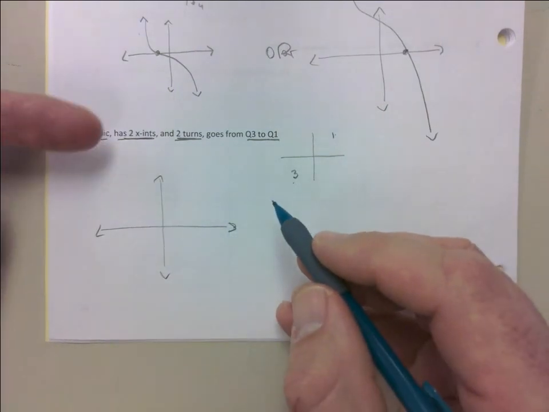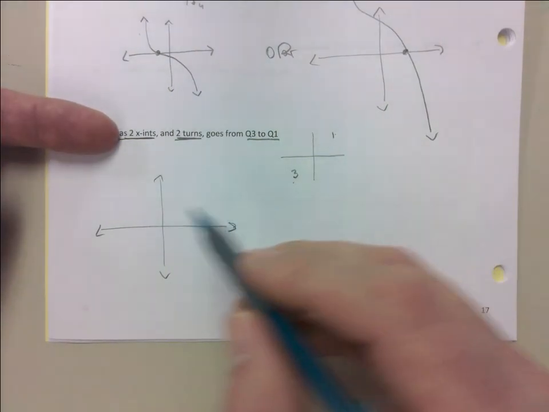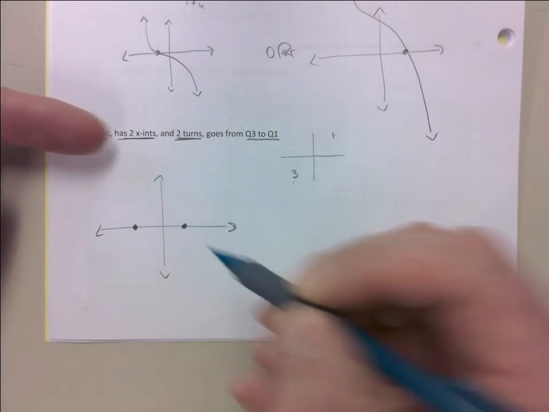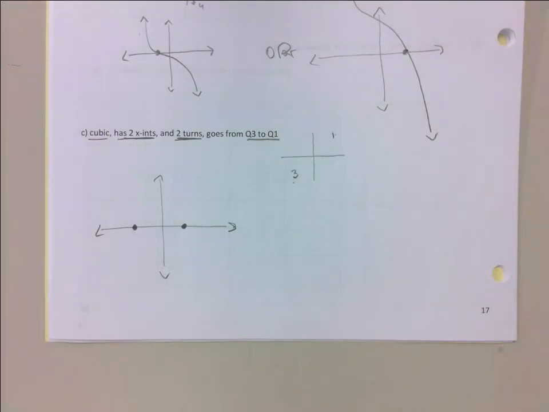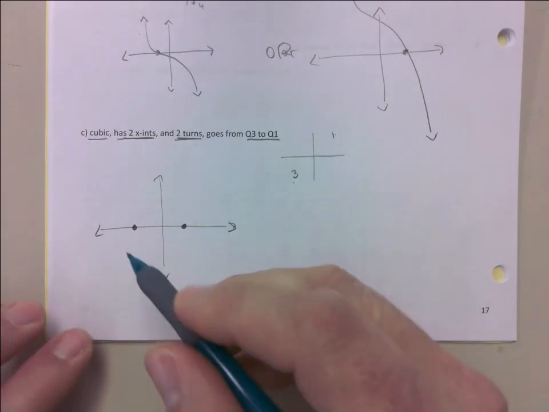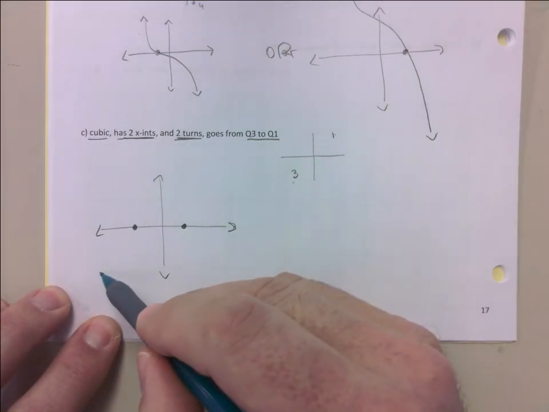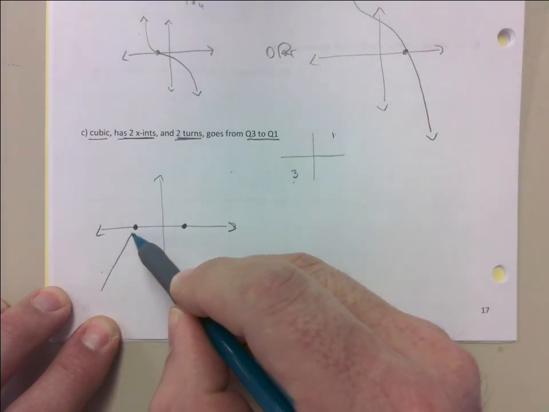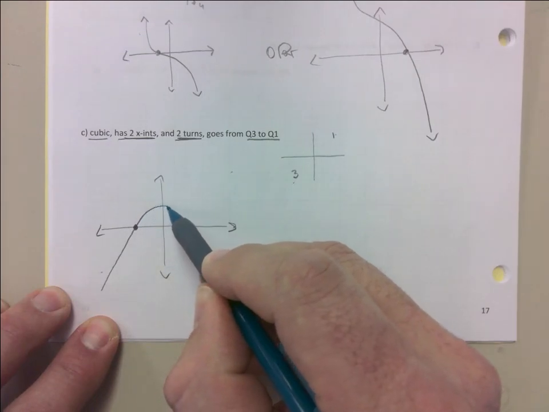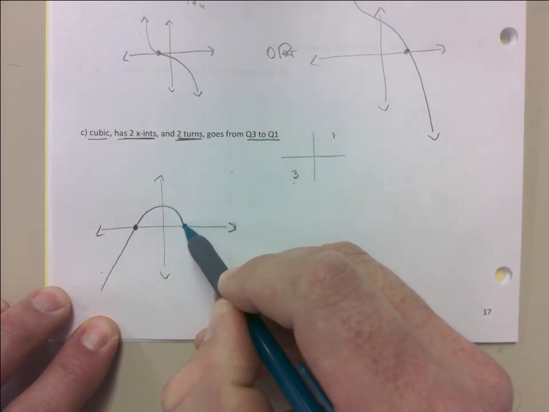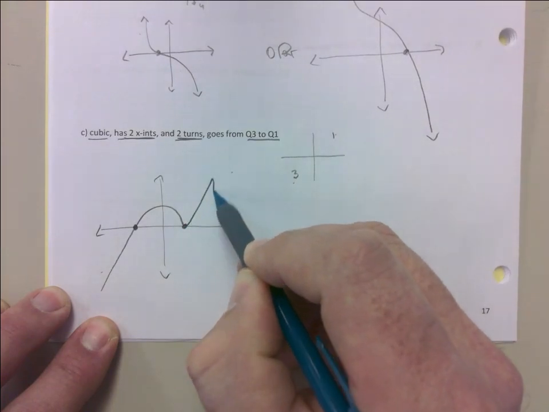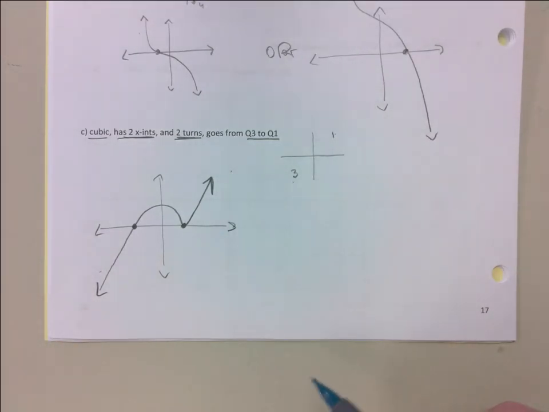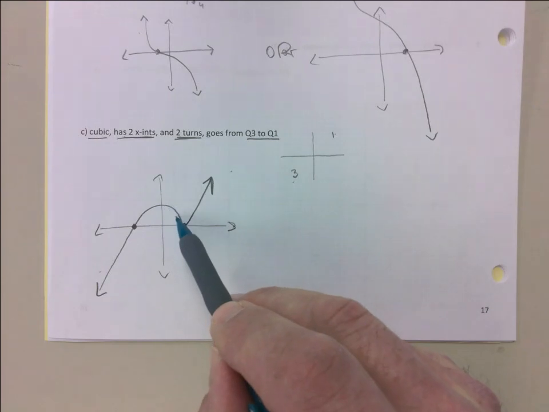My suggestion is make sure you meet the criteria of 2 x-intercepts. So I'm going to make 1 here and 1 there. I'm just going to make 2 x-intercepts, crossing it in those specific places. And it goes from 3 to 1. So I'm going to start here, go up, turn back down, and from there, just back up again. Does it have 2 turns? It has 1 here, and it has 1 there.